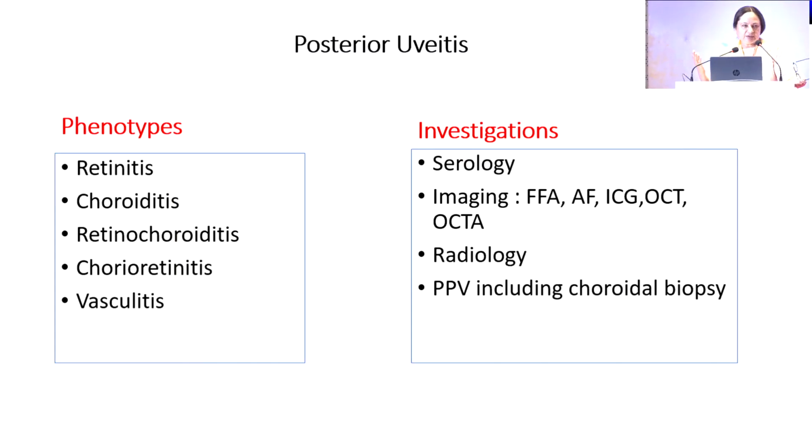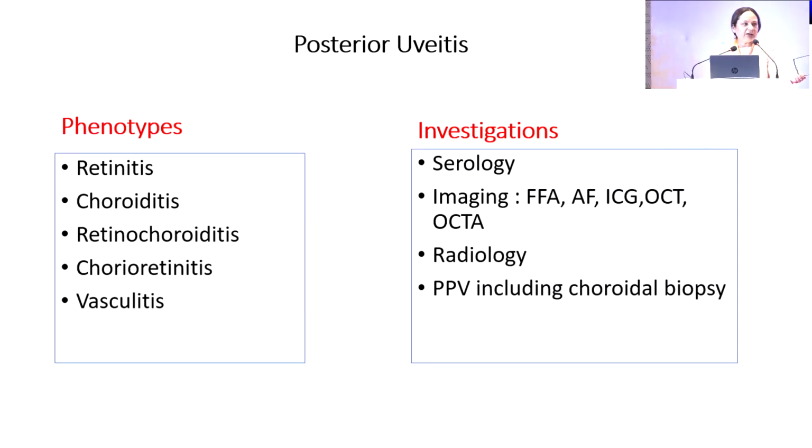I'll be talking about a simplified approach to posterior uveitis. Whenever we see posterior uveitis, essentially what you see is some kind of yellow lesion out there in the fundus. There are two very important steps which you need to know. The first is, what is the location of that lesion? Is it involving the retina or the choroid?